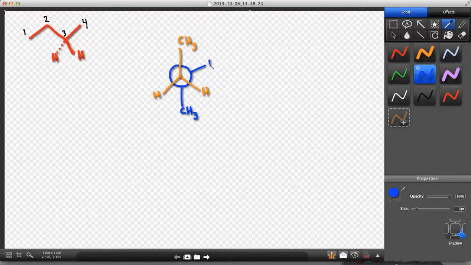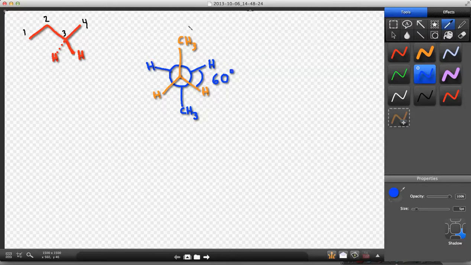This, of course, means that my hydrogens, when I look at a blue hydrogen relative to an orange hydrogen, they're going to be gauche, or 60-degree dihedral, relative to the orange. So if I start looking at the dihedral between the orange hydrogen and the blue hydrogen, this is a dihedral of 60 degrees.